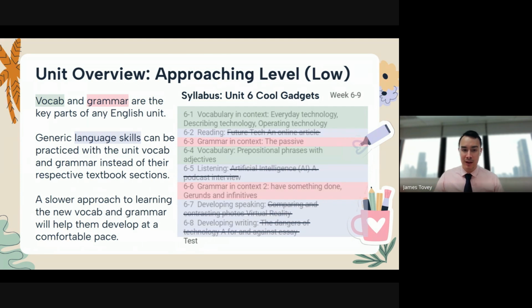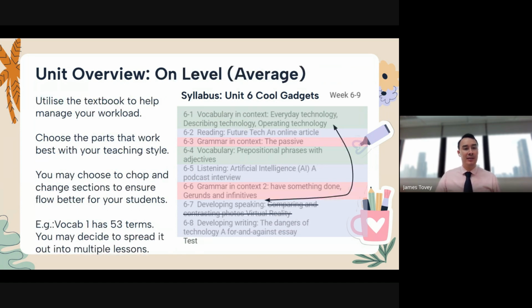So cutting out the fat of the extra content which you don't necessarily need to cover, because at the end of the day, you're trying to practice the skill and you're trying to give them the vocab and the grammar. So really just focusing on the key points. So that's a way to help with the students that are at a lower level. Okay.